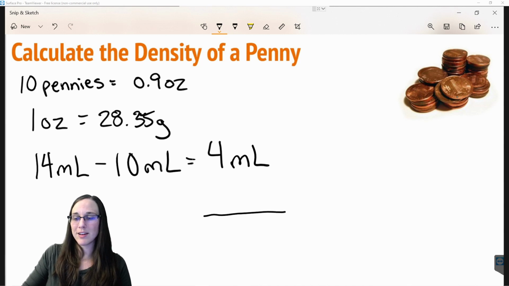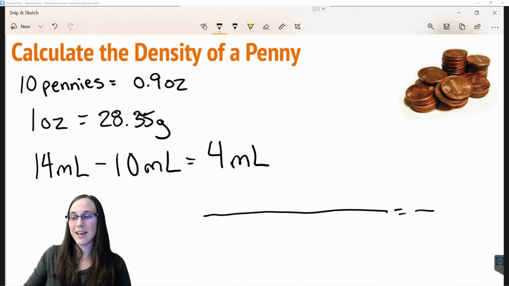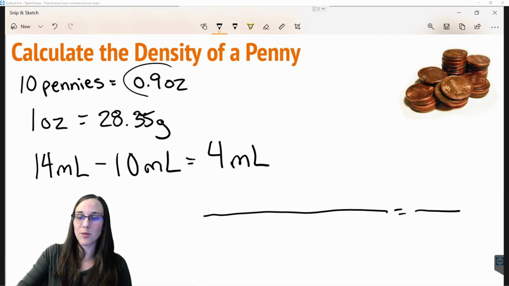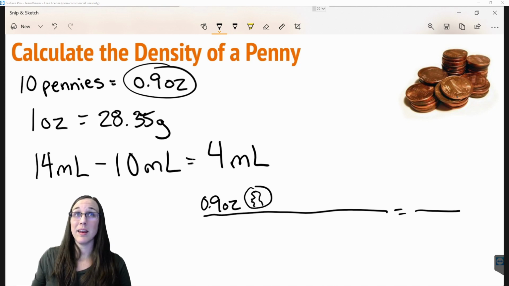Okay, this is where our conversion comes in handy. We have to draw our magical line to freedom, equal sign, space for our answer. We know that we have ounces. That's what we got in our experiment. We have 0.9 ounces worth of pennies. Yeah, that's a penny. It's horrible. It's atrocious. I'm so sorry, Abe Lincoln.